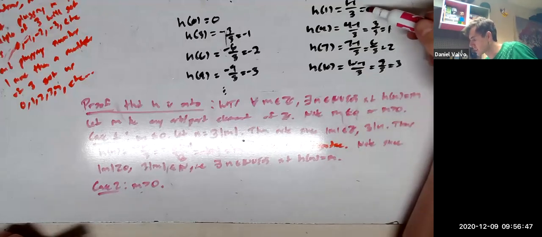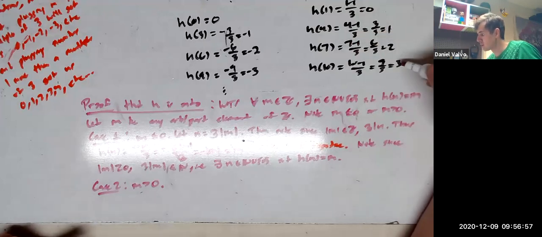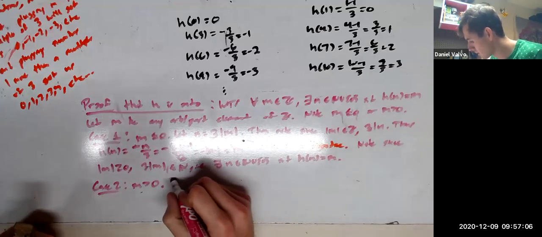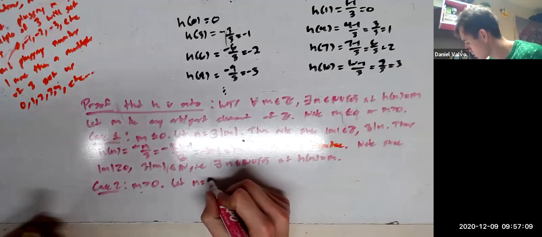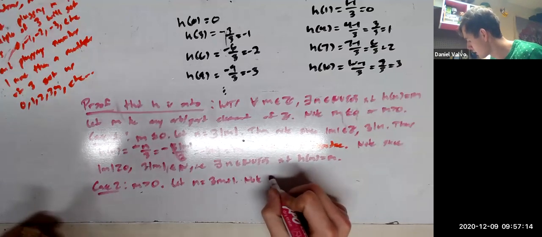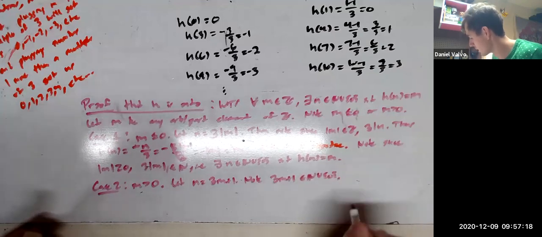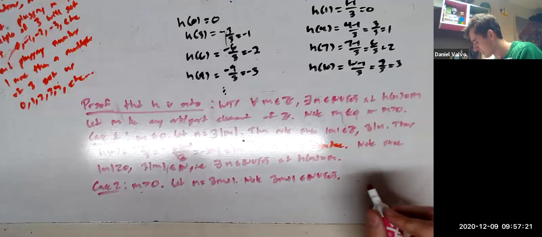Specifically, it looks like h of 4 creates 1. Or 1's created by 4, 2's created by 7, 3's created by 10. So it looks like the number we actually want to use here is whatever this number is, multiplied by 3 plus 1. Looks like if you plug that into h, we'll get that number back. So if m is greater than 0, then let n equal 3m plus 1. Note 3m plus 1 is definitely in the natural numbers union 0, the domain.